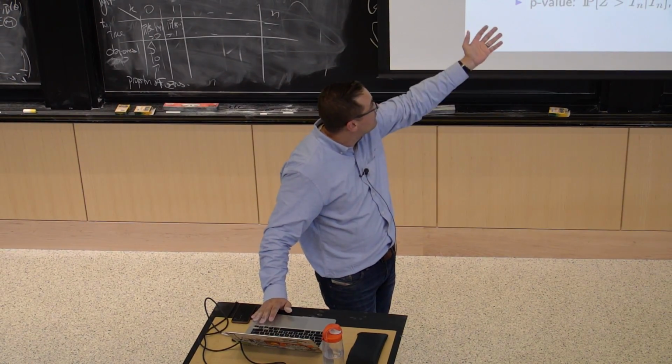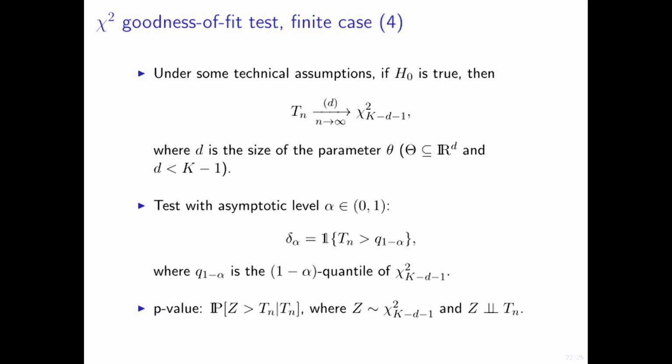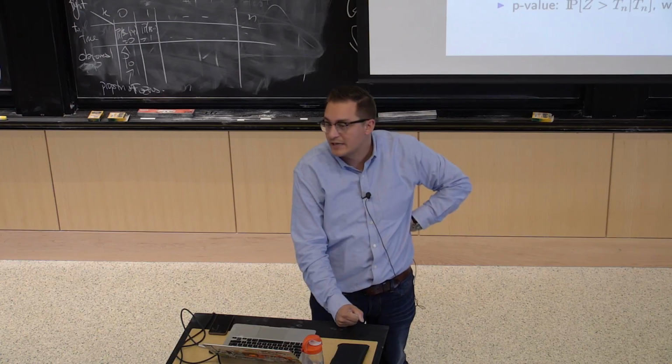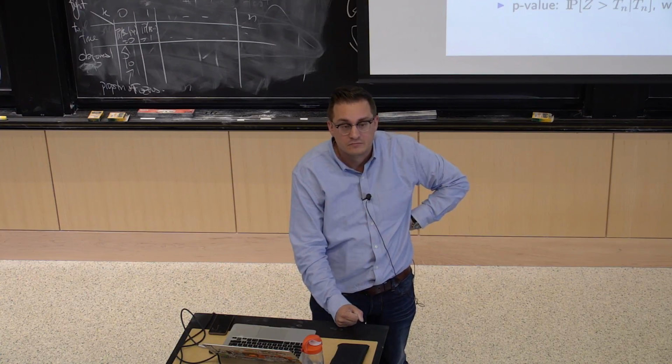OK, so now once I have done this, I can just construct. Here, I need to check: what is d in the case of the binomial? It's 1, right? It's just a one-dimensional thing. And for most of the examples we're going to have, it's going to be one-dimensional. So we have this weird thing where we're going to have k minus 2 degrees of freedom.